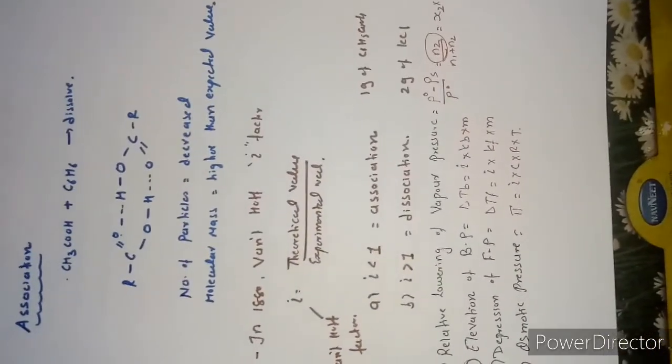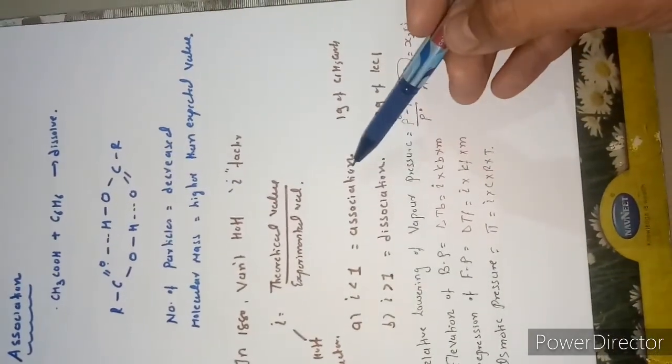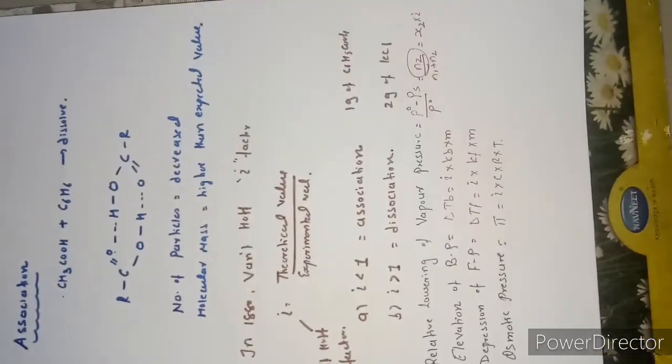Now through these characteristics we can find the numericals. In the next session we'll move towards the numericals on abnormal molar masses, and we can find out the association and dissociation form. That's for today.